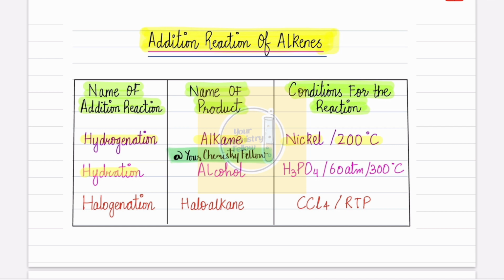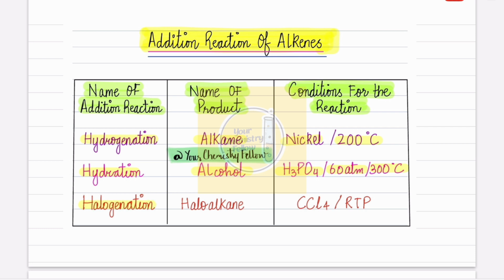Next is the hydration reaction, in which steam is added to an alkene at 300 degrees Celsius under 60 atmospheric pressure in the presence of phosphoric acid as a catalyst, and as a result alcohols are produced. This is one of the fast and efficient methods to produce alcohols and is widely used in industries to prepare alcohols, as pure alcohols are formed during the reaction.